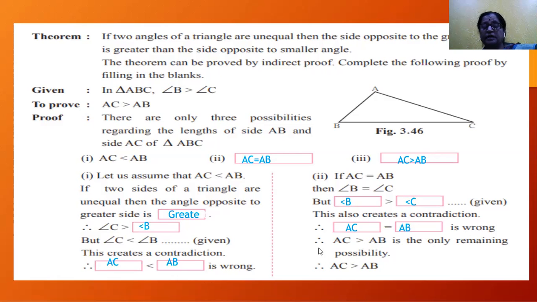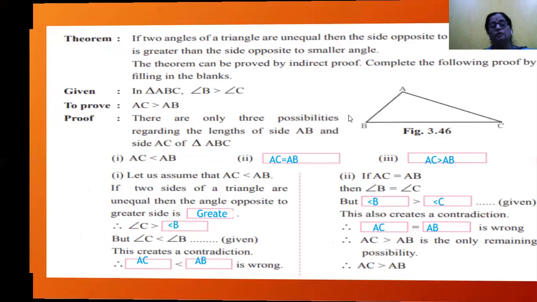Therefore, AC is greater than AB is the only remaining possibility. This remaining possibility is true, so AC is greater than AB. We took three possibilities, and this one matches what was given, and we have proved that AC is greater than AB.